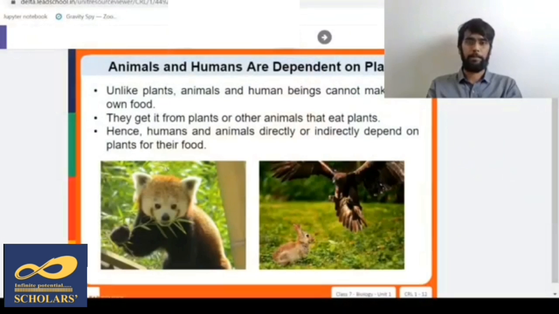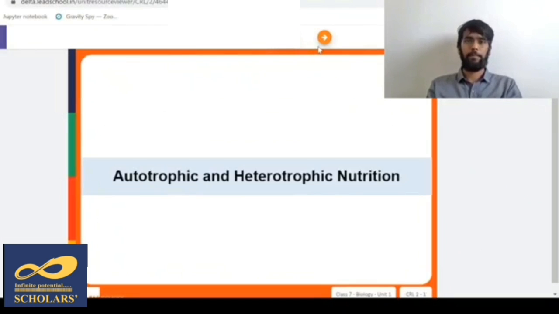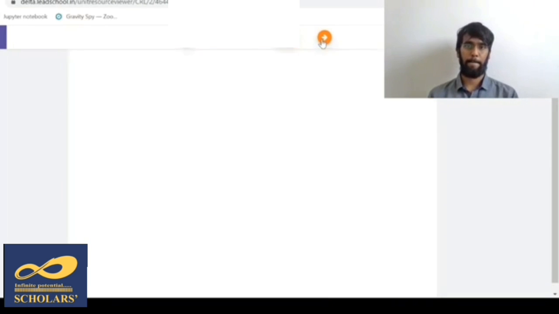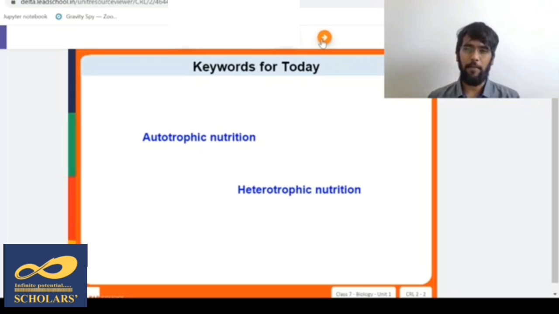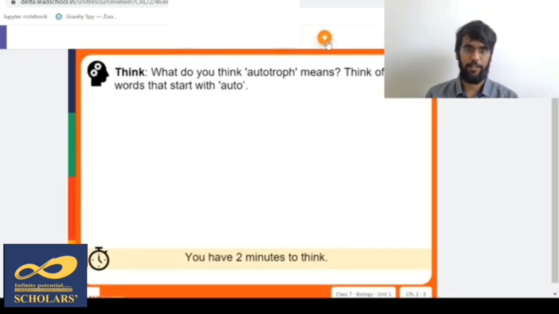So in science, the ways in which we get nutrition are given special names. So let us see what they are. What are the modes of nutrition? So there are two modes of nutrition. One is autotrophic and the other one is heterotrophic. So the key words for today's lesson are these two: autotrophic nutrition and heterotrophic nutrition.